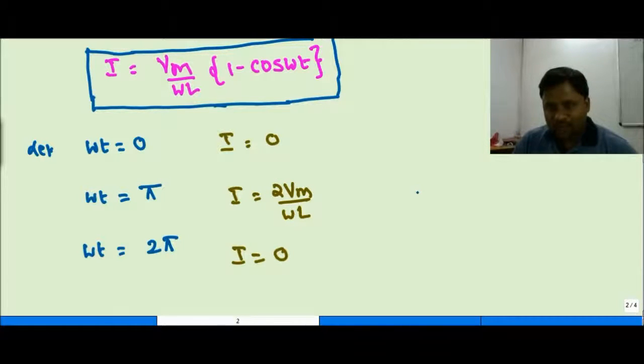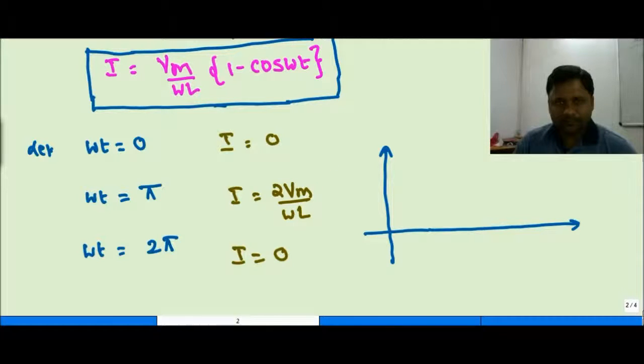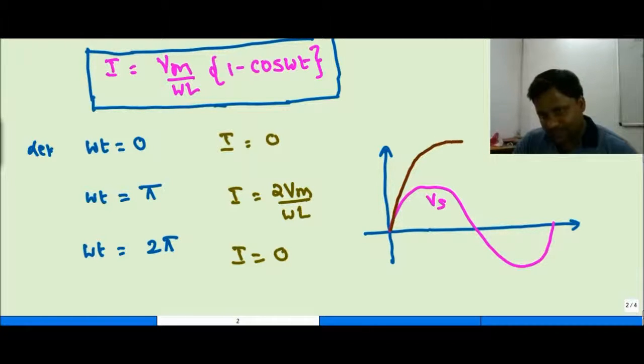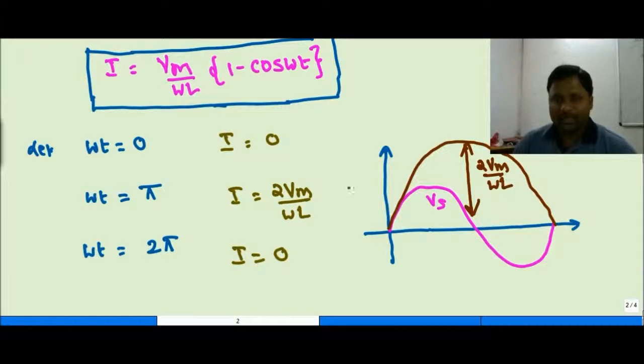So if we try to draw the load current waveform which is flowing in the inductor, we can say that it is going to be like this fashion. Let us suppose this is the supply voltage Vs, and if we make the waveform of current, it is going to be like this. Let me make it more clear. Here, from this point, it should be 2 Vm upon omega L. This is the expression of the output voltage, and this is the current.